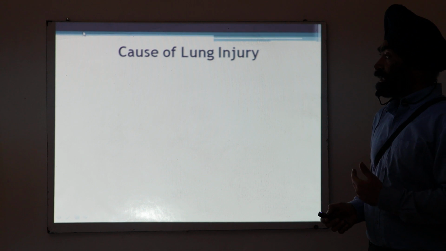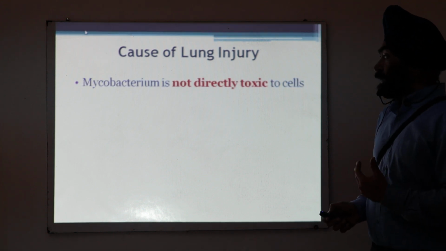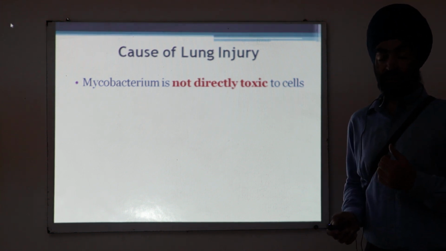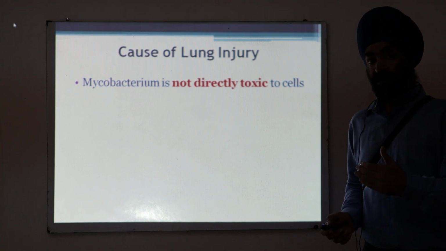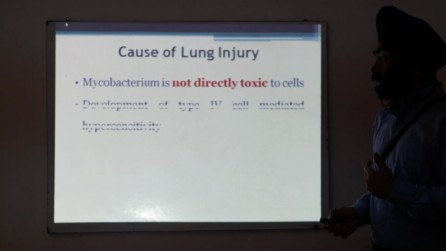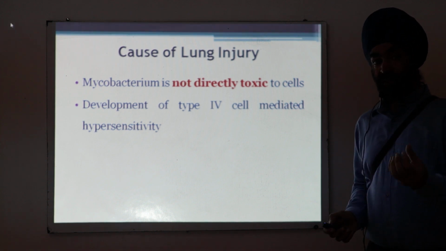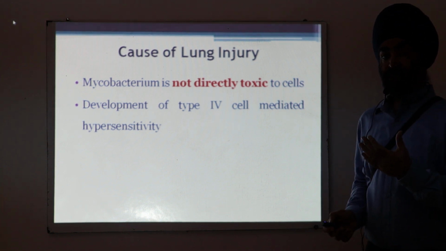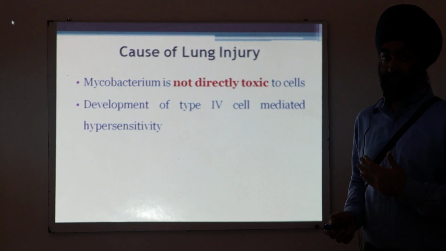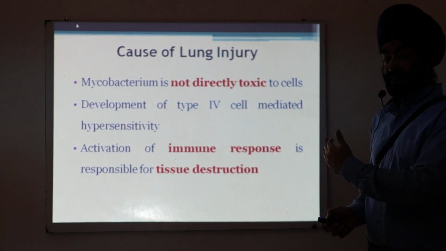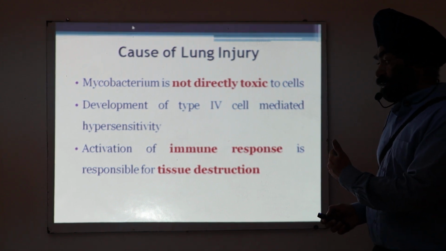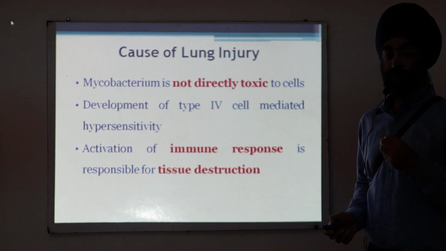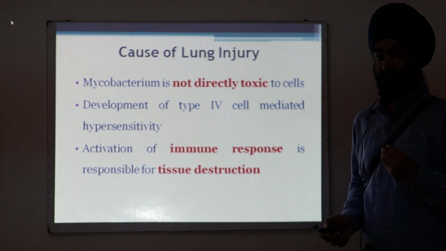So now first thing, what is the cause of cell injury? It has to be remembered that mycobacterium itself is not toxic to the cells or the tissue. That means the microorganism is not producing direct toxicity. So what happens actually? When the microorganism enters, there is an activation of the immune response, and the immune response is cell mediated, that is type 4 hypersensitivity. That activation of the immune response is responsible for the tissue injury. So remember, it is the immune response which is producing the tissue injury, not the microorganism by itself.